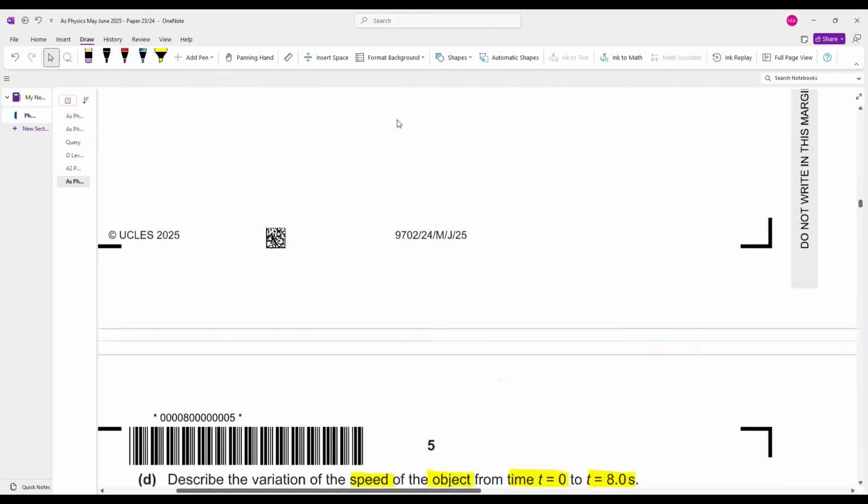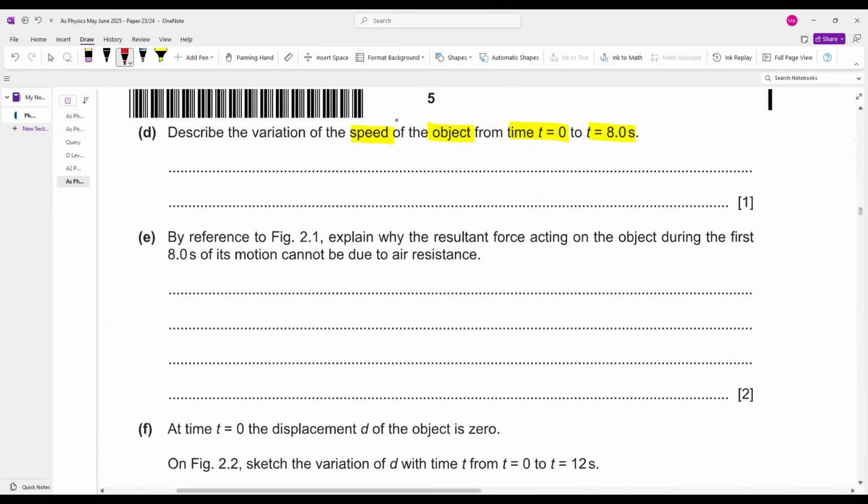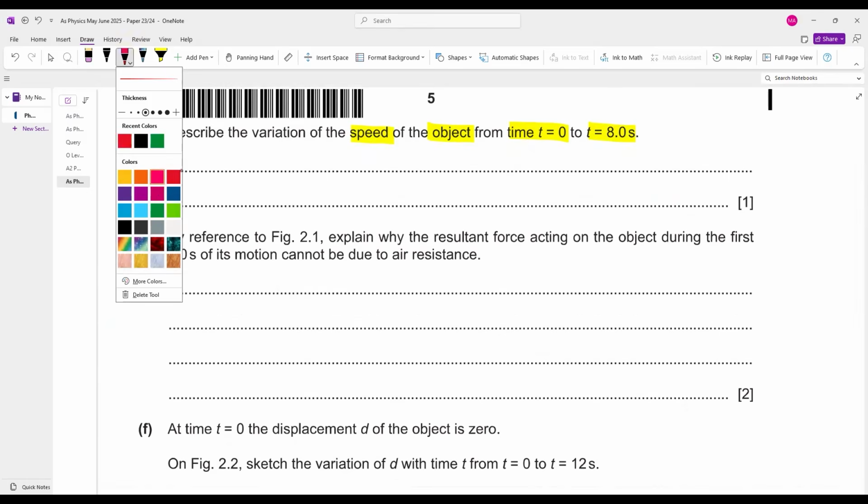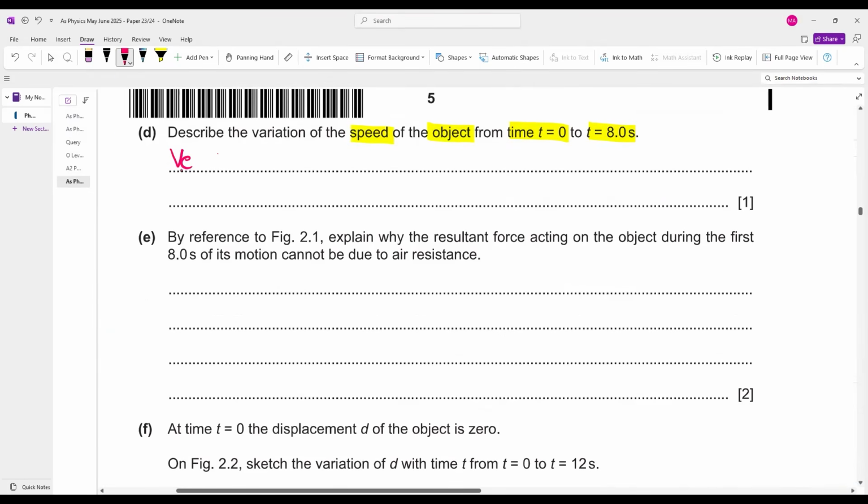So you will say the velocity is decreasing uniformly. Let's write it down. You will say the velocity is decreasing uniformly. Simple.